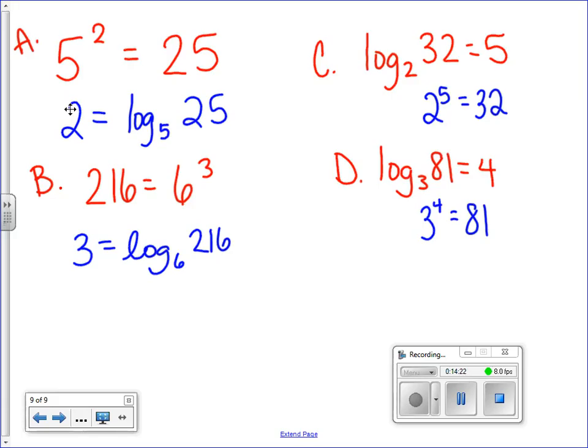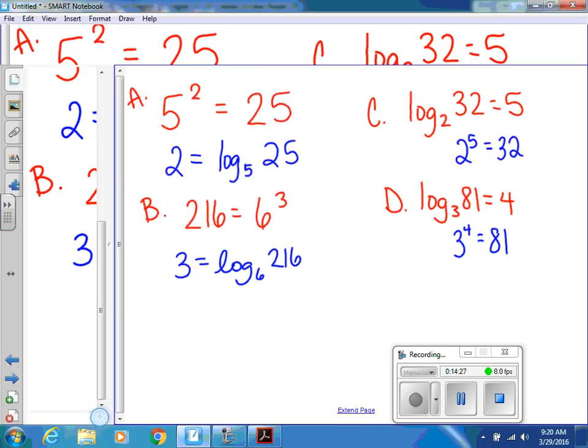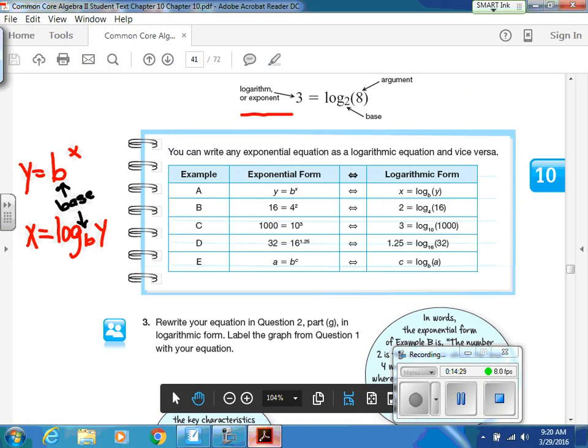Alright, any questions about this? Any more questions about these 4 problems? Go back to the book for a minute.